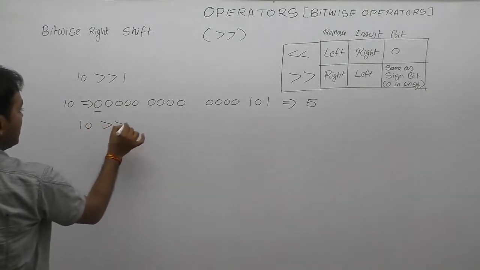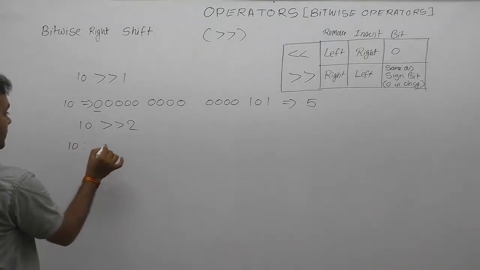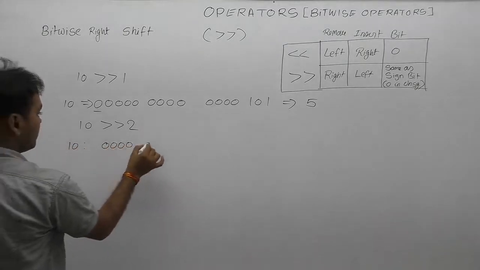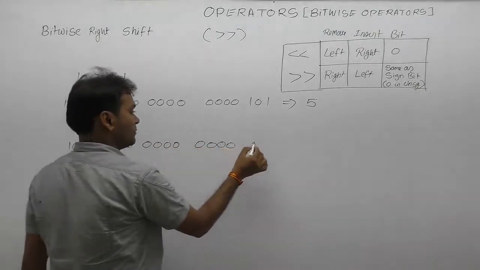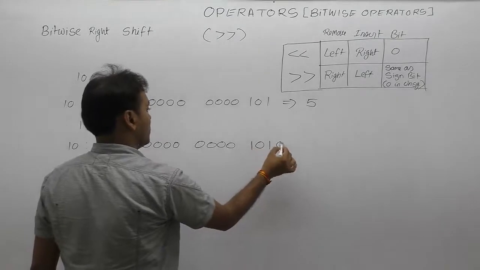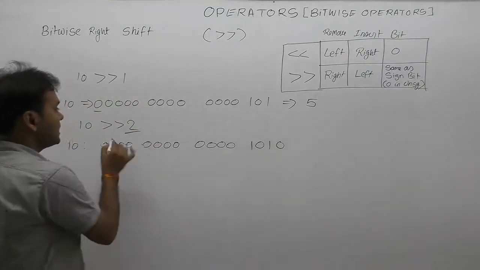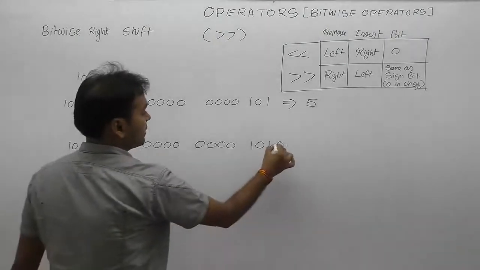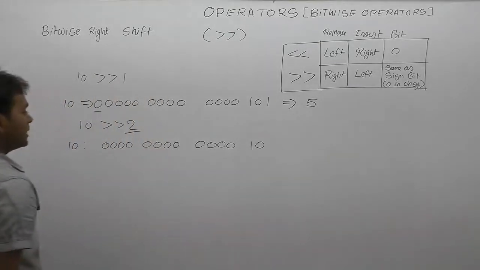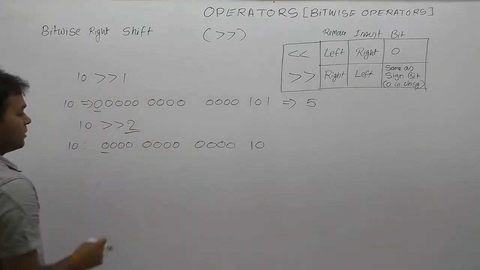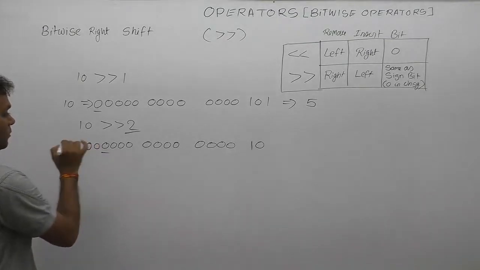10 right shift by 2. Again, writing the binary number of 10: 0 0 0 0 0 0, 4 times, finally 1010. Again, remove n bits. How many bits are removed? 2 bits from the right hand side because of the right shift operator. Remove those bits. Then insert 2 bits. What is the inserted value? Same as the sign bit. Sign bit is 0, therefore the inserted bit is also 0.